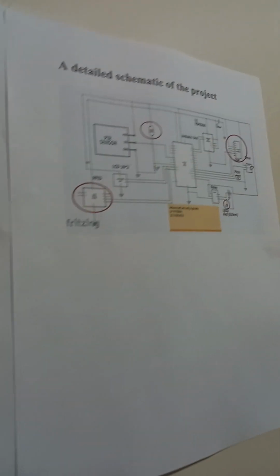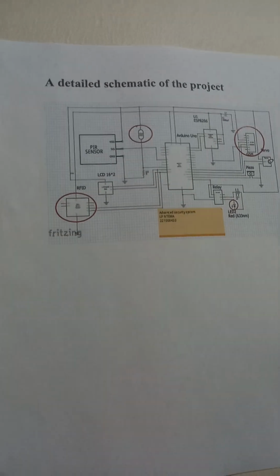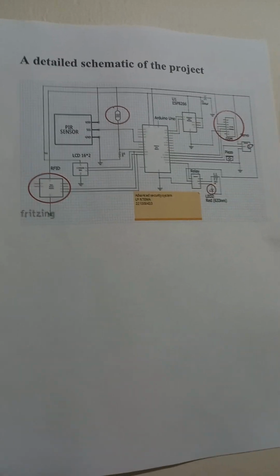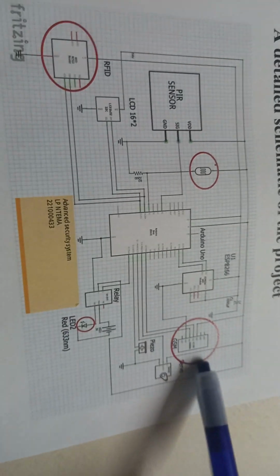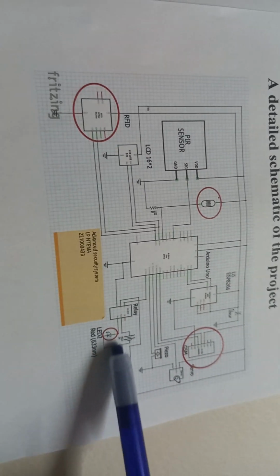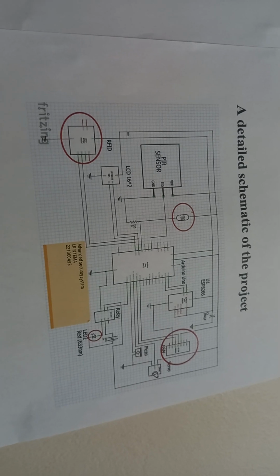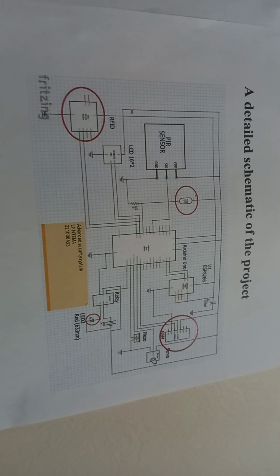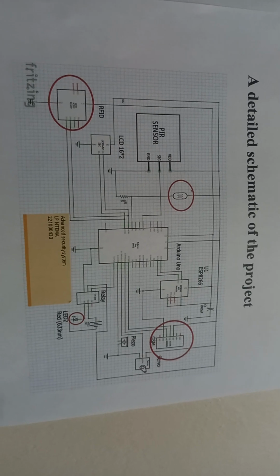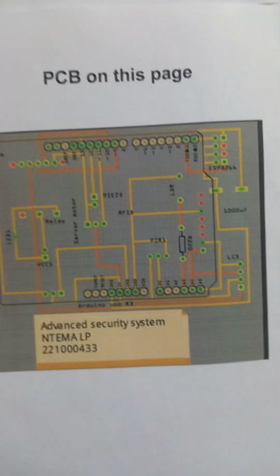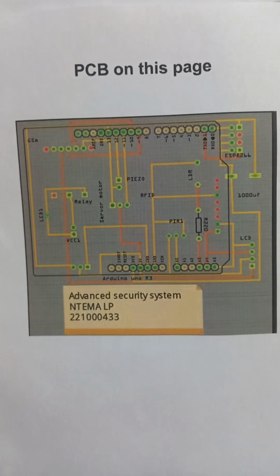Okay, now we are going to the schematic of the project. As you can see, the components that are highlighted in red are my modifications. I can say those are my modifications in this project. Okay, now we can go to the PCB. This is the final PCB of the Advanced Security System.